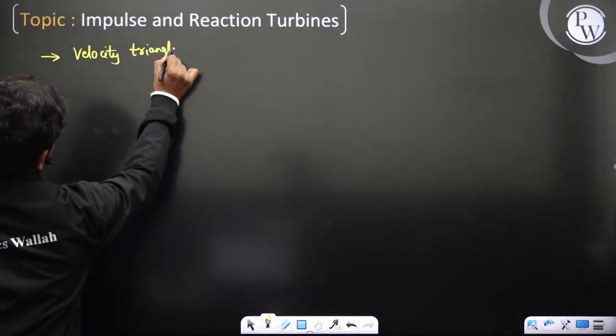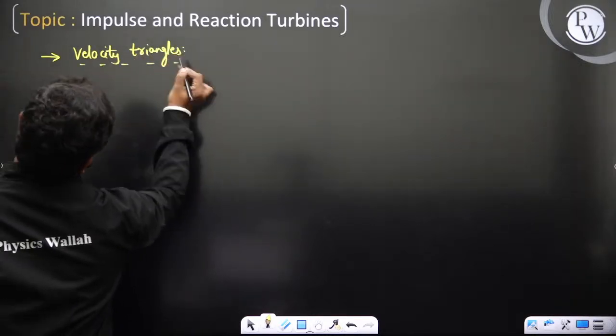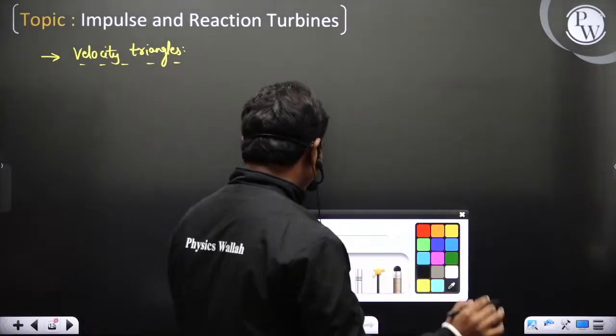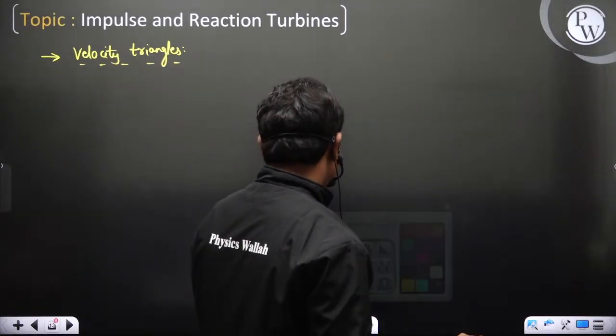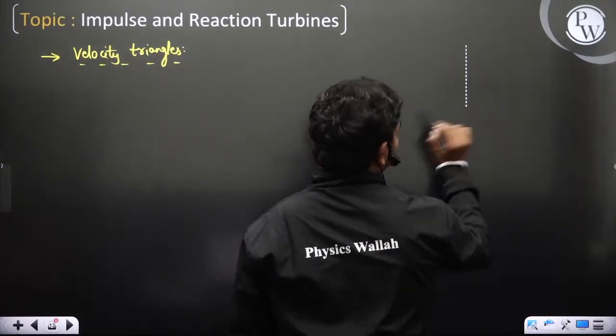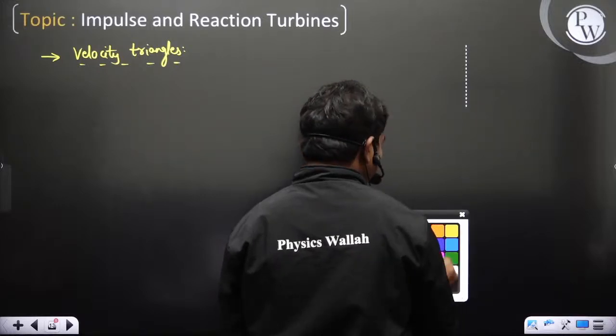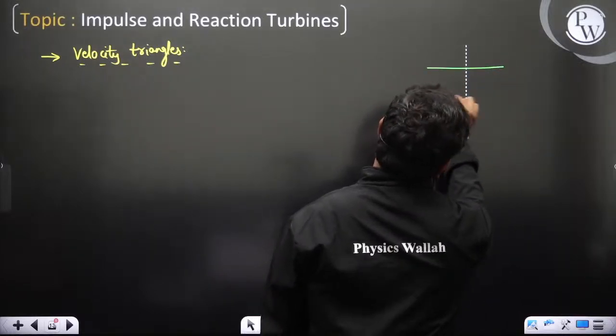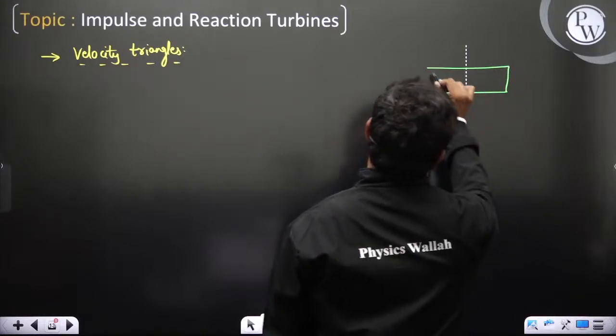Velocity triangles. Now let's see, for example, you have a blade. First of all, I would like to give you some idea. So see here, let's say this is the axis, and you have a turbine like this. Let's say it is a vertical axis.